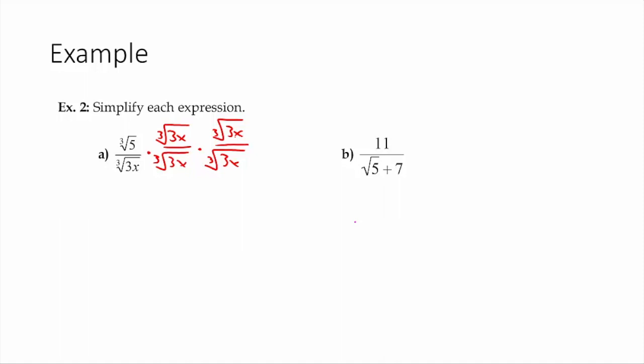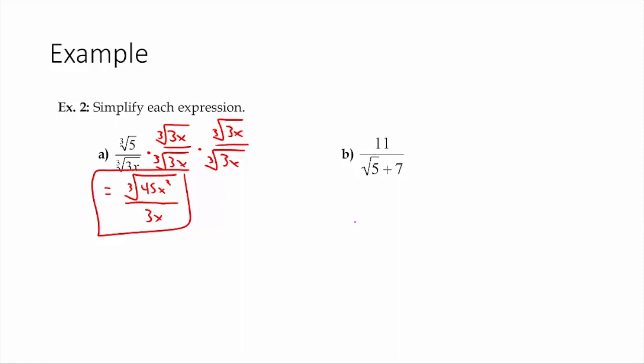So when you do so, what do we get? Well, this is just going to be equal to, on the top, the cube root of 5 times 3x is 15x, times 3x is 45x squared. And on the bottom, the cube root of 3x times the cube root of 3x times the cube root of 3x is just 3x. So the only trick to cube roots is just remember you have to multiply top and bottom by the radical twice. It's not just a square root.